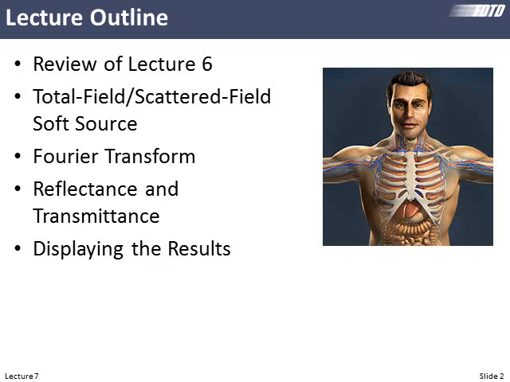In this lecture, we're going to add two more things. We want to talk about this more sophisticated source, the total field scattered field source, which we can also think of as just a one-way source where we launch a pulse from left to right and nothing propagates backwards. Then the last thing we want to do is figure out how to calculate reflectance and transmittance. Usually that's in terms of frequency, so we also need to learn about Fourier transforms in the context of finite difference time domain, and also a little bit about displaying the results.